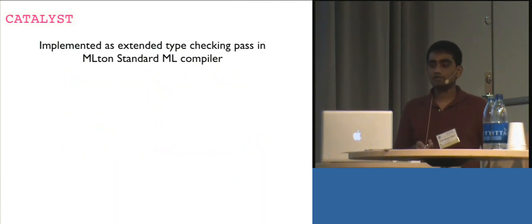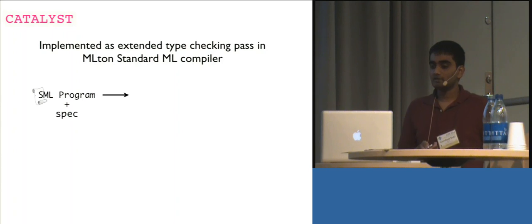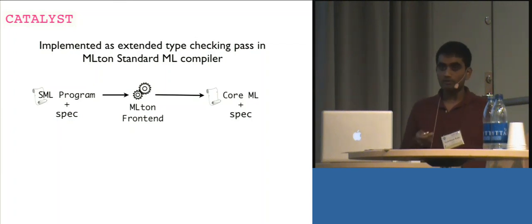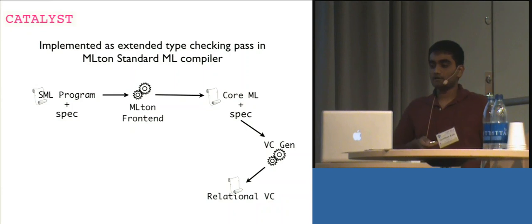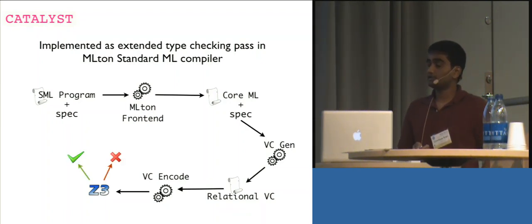So getList is implemented as an extended type checking pass in the Milton Standard ML compiler. getList takes an SML program with relational specifications, runs it through the Milton front end, and produces a core ML along with specifications. The core ML is verified against the specification by a type checking pass to generate a relational verification condition, which is then encoded in the EPR fragment of MS-FOL and given to Z3 to either verify or refute it.